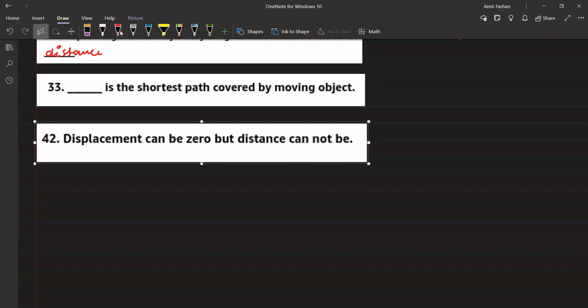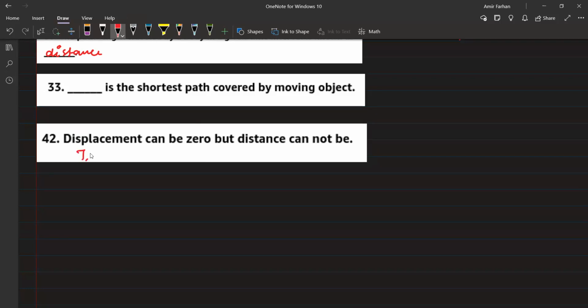Yes, sir. 33rd part, displacement. I think it's Jabbar or Riaz. Jabbar. Okay. What about Riaz here? Yes, sir, it's displacement. Okay, dear. What about this? This is a true false basically.